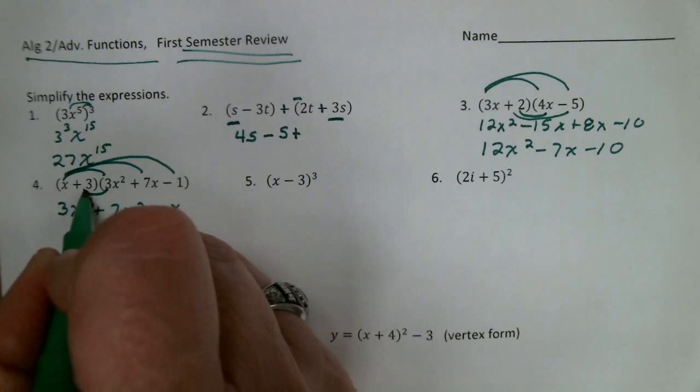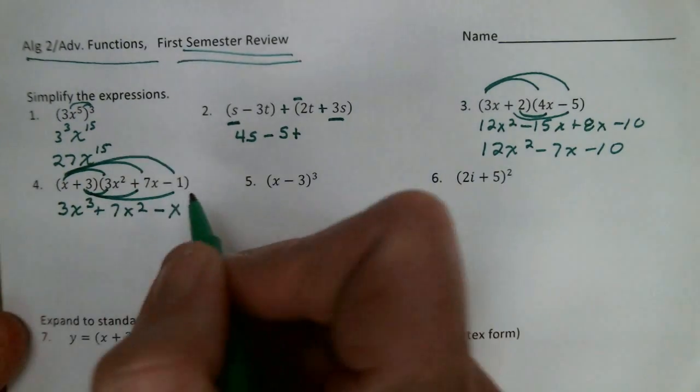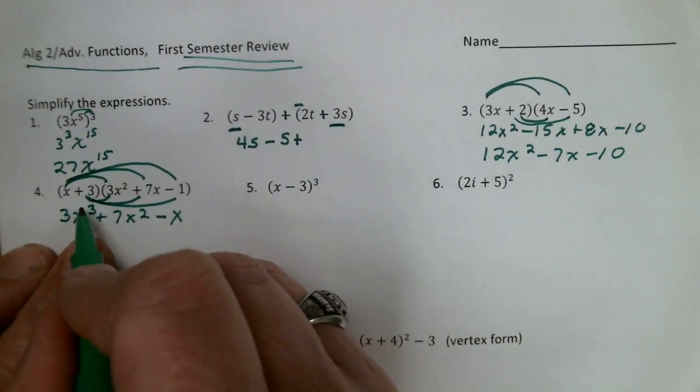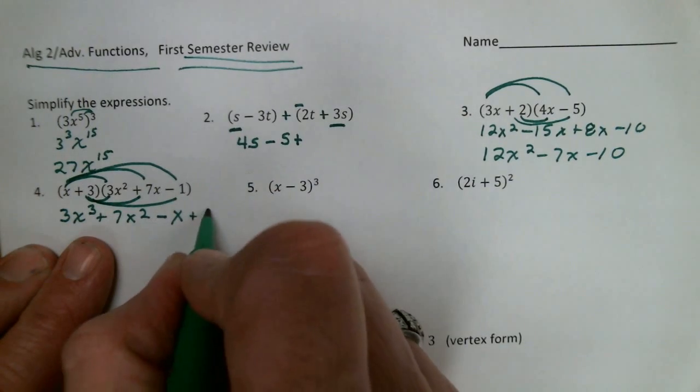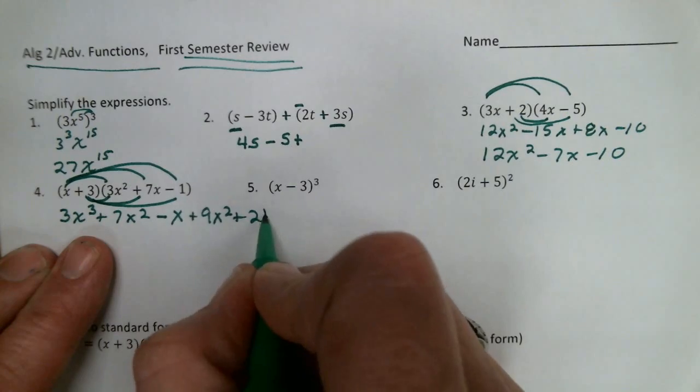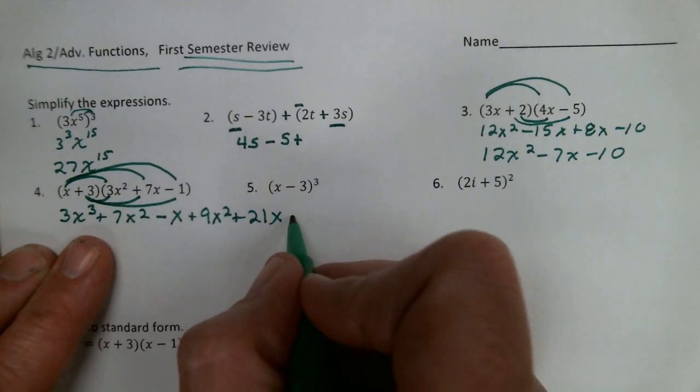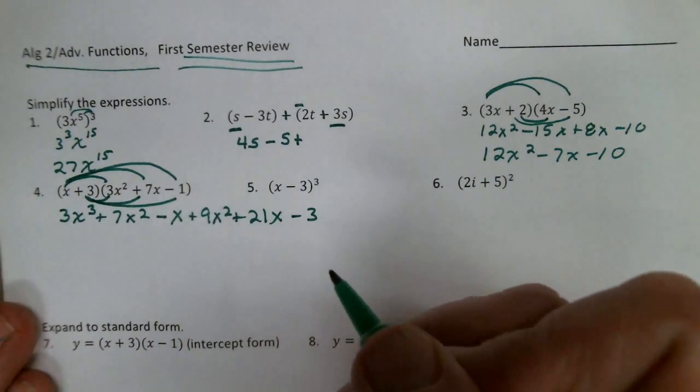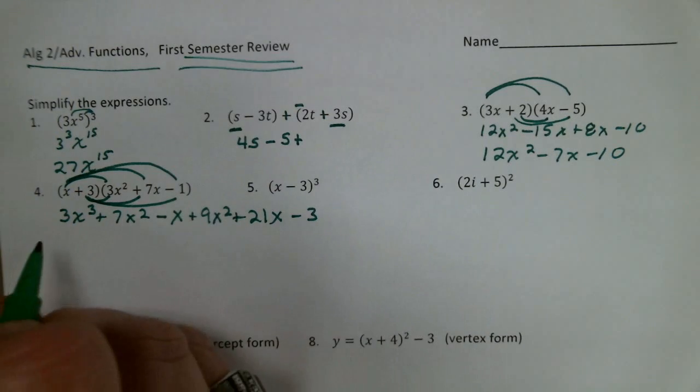Then I'm going to take the 3 and multiply that times each of the terms in the second trinomial. 3 times 3x squared is 9x squared. 3 times 7x is plus 21x. 3 times negative 1 is negative 3. Okay, now I have to go through and look for like terms.